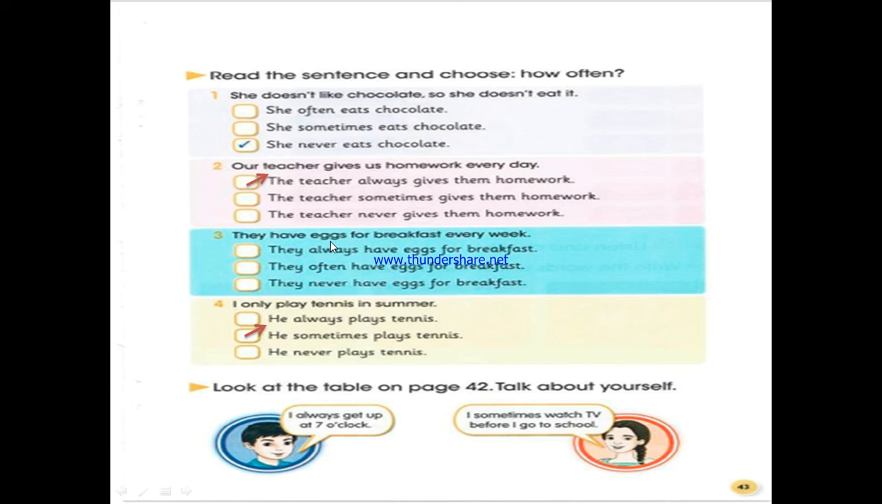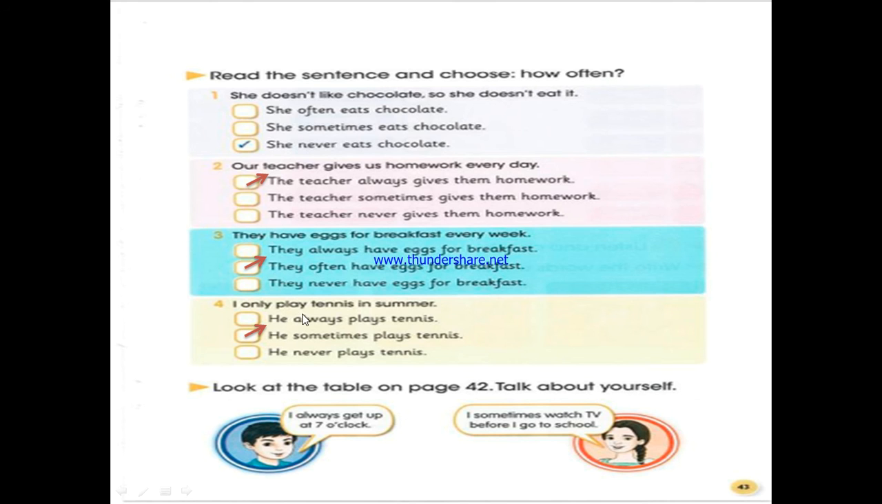They have eggs for breakfast every week. Every week. Something we do 75 to 100%. Okay? What do we choose? They always, they often, they never have eggs for breakfast. We should, yes, we choose often.